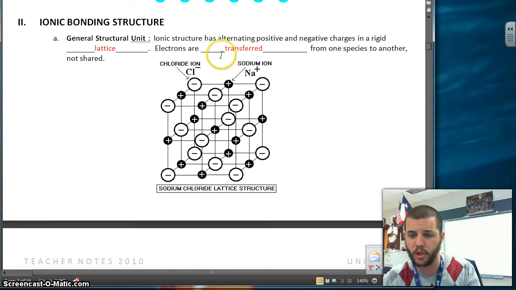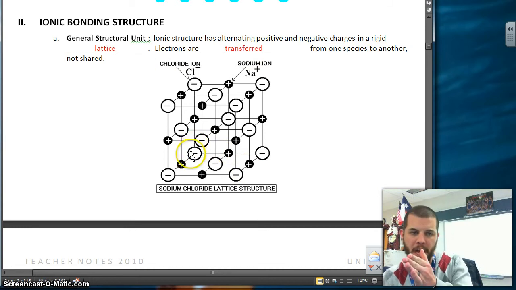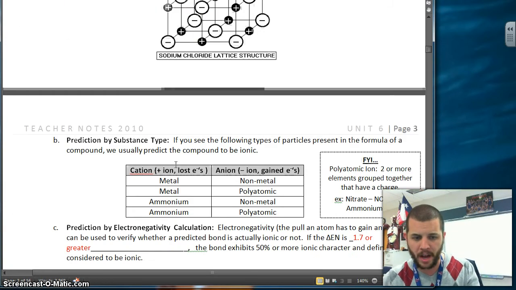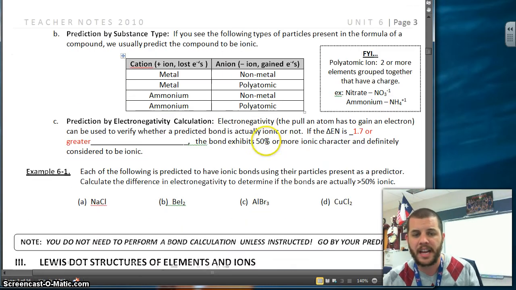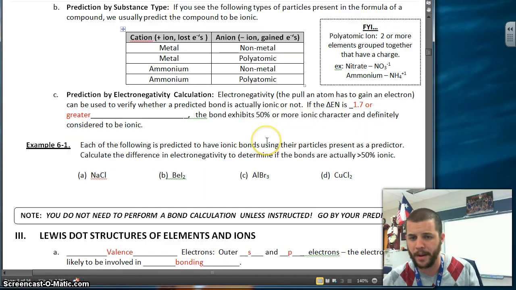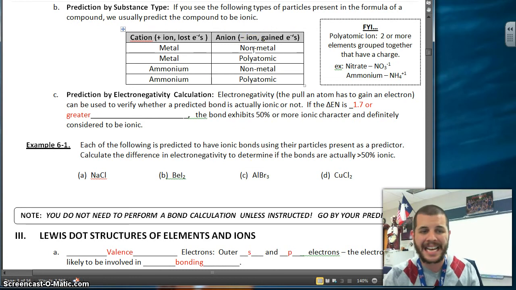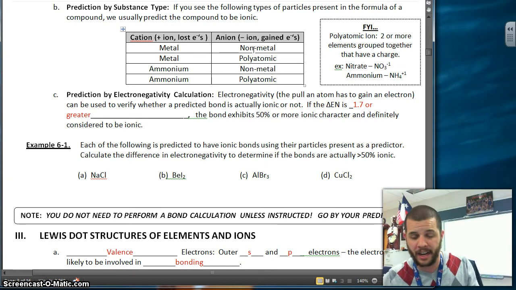It's going to end up making a crystal when you have enough of them put together. It says electrons are transferred from one species to another. They're not shared. So generally, if you see a metal and a non-metal, that's going to give us an ionic bond. So here's some ways that we can predict if we're going to have an ionic compound. Anytime you have a metal and a non-metal, we can predict that it will form what we call an ionic bond.